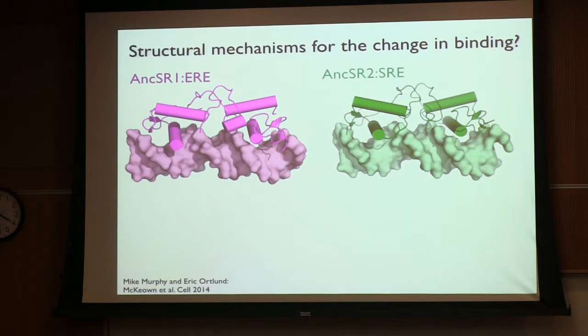And working with Eric Ortlund and his postdoc, Mike Murphy, at Emory University, we determined the crystal structures of ancestral protein SR1 on the ERE, and ancestral protein SR2 on the SRE. So these are crystal structures. And you can see they have very similar overall conformations, as you would expect. These are the dimers. This is one monomer. That's the other monomer.